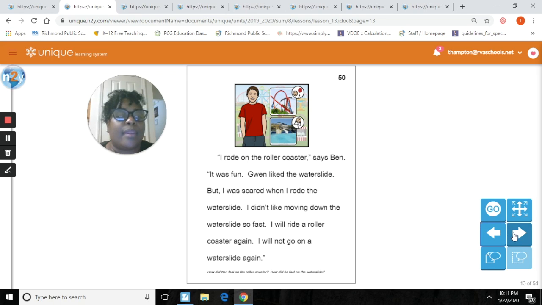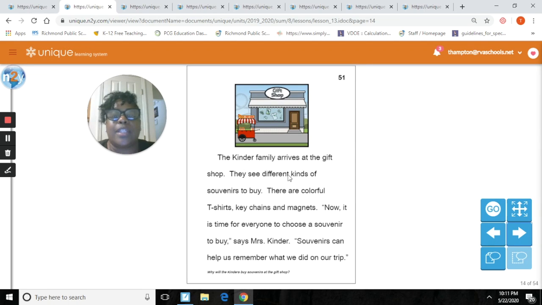Okay? All right. So now the Kinder family arrives at the gift shop. They see different kinds of souvenirs to buy. There are colorful t-shirts, keychains, and magnets. "Now it's time for everyone to choose a souvenir to buy," says Mrs. Kinder. "Souvenirs can help us remember what we did on our trip." So now they're at the gift shop.